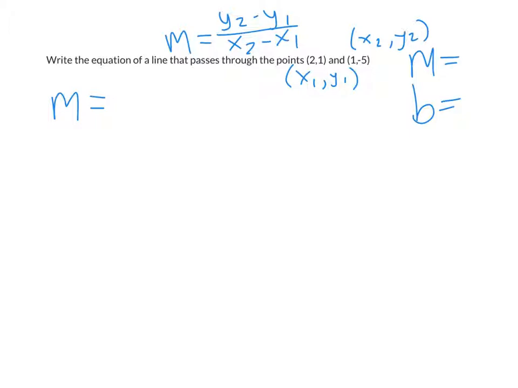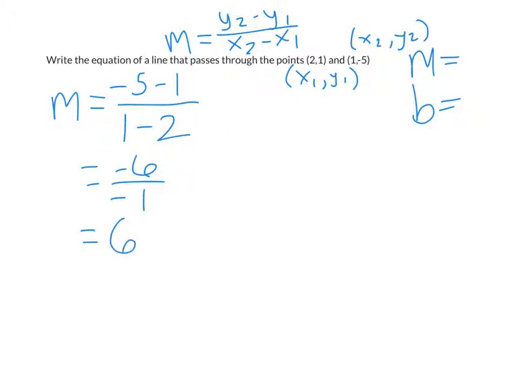Okay, let's do it. So, my slope here would be: I'd take y2, which is -5, minus y1, which is 1, over x2, which is 1, minus x1, which is 2. And that gives me -6 over -1, which is equal to positive 6. So I'm going to write 6 over here for m. I've got my slope. Check. Okay, now how about my y-intercept?